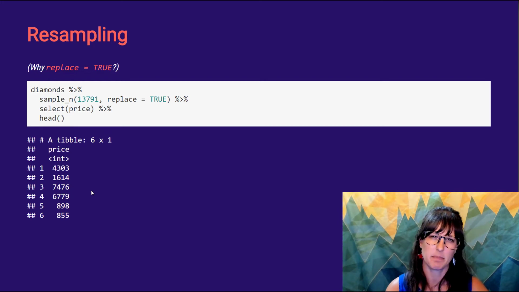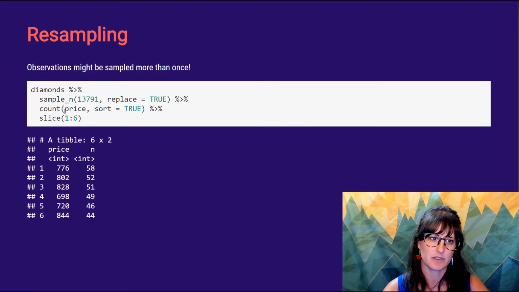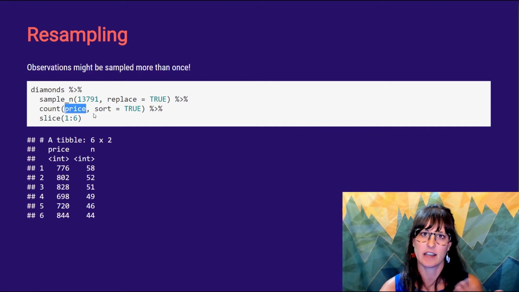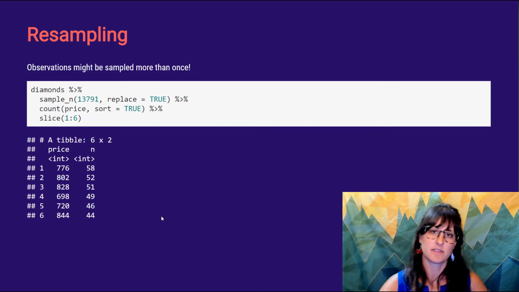Maybe I can count up how many times each of those unique numbers appears in this data set. So here I'm going to count up the values that I got in my resampling. We can see that this price, 776, was sampled 58 times. And 802 was sampled 52 times. Those values are being put back in the hat and drawn, and put back in the hat and drawn. And this is how it comes about that these resamplings don't look exactly the same as your original sample. They're kind of like a whole new different sample.